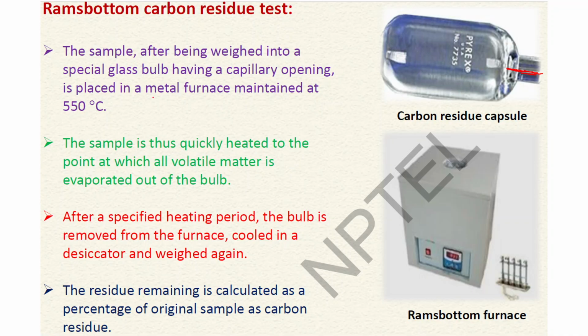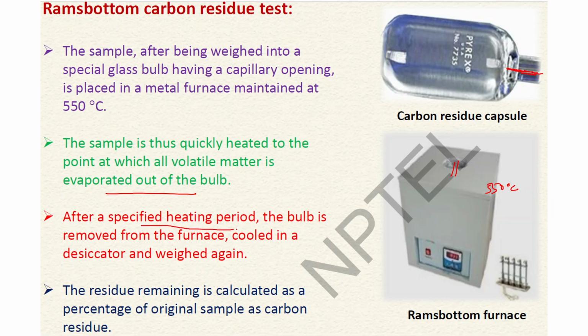The full capillary opening is placed in a metal furnace. There are numerous carbon capsules, like 4 to 5 carbon capsules. They are kept in this stand, and then kept inside this metal furnace, which is maintained at 550 degrees C. The sample is thus quickly heated to the point at which all the volatile matter is evaporated out of the bulb.